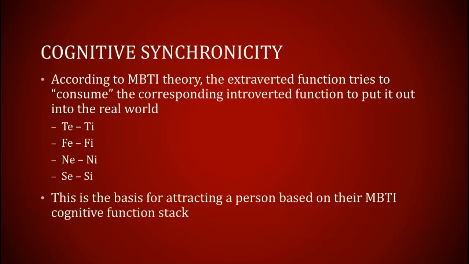So this is really the basis for attracting a person based on their MBTI cognitive function stack. If you have somebody that has a high FE, you're going to want to try to emulate FI, or having a high FI. If somebody has a high NI, for example, you're going to try to emulate NE. Letting them make decisions, letting them decide what's going to happen, and then having us apply that to the real world. And I will explain this more as we go along.